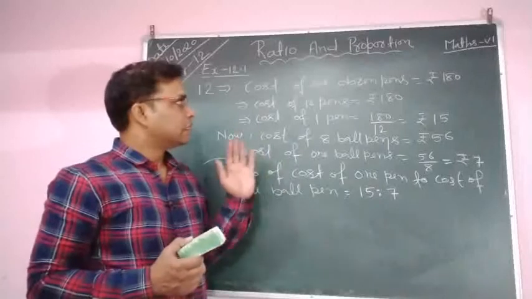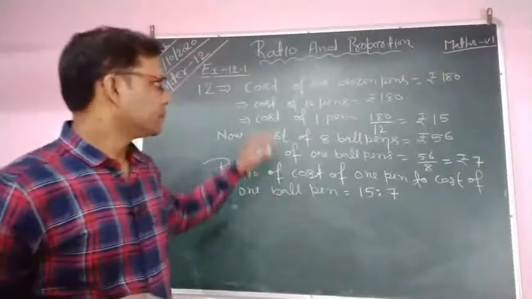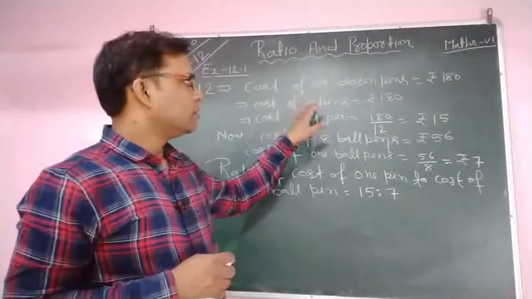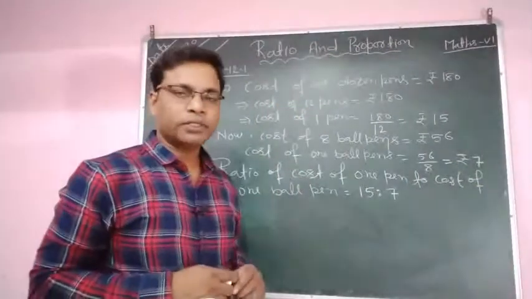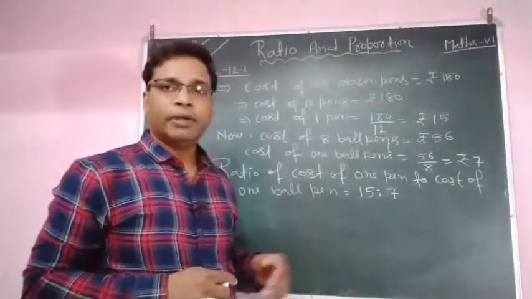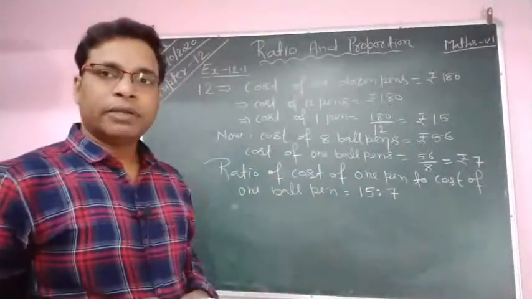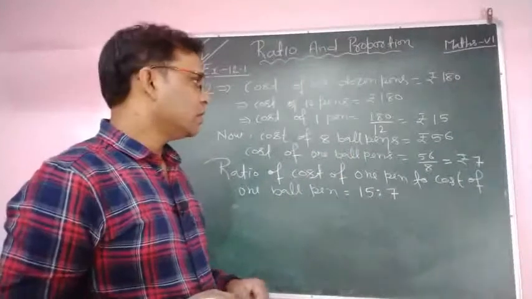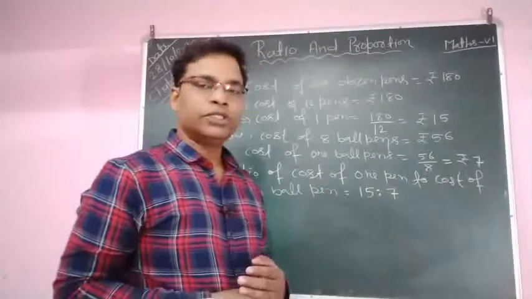In this question, it is given that the cost of 1 dozen pens is 180 rupees. We know that 1 dozen pens is equal to 12 pens. So the cost of 12 pens is equal to 180 rupees. So the cost of 1 pen is 180 by 12, which is equal to 15 rupees. Again, it is given that the cost of 8 ball pens is equal to 56 rupees. So the cost of 1 ball pen is 56 by 8, which is equal to 7 rupees.